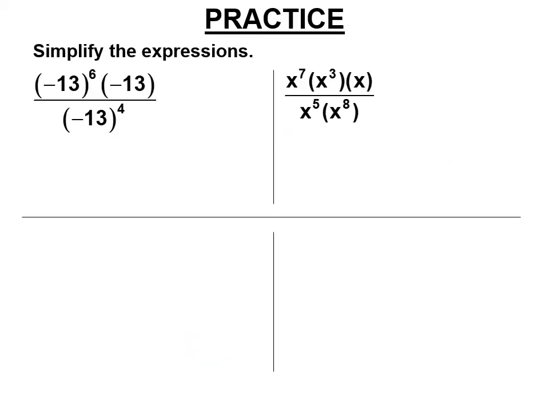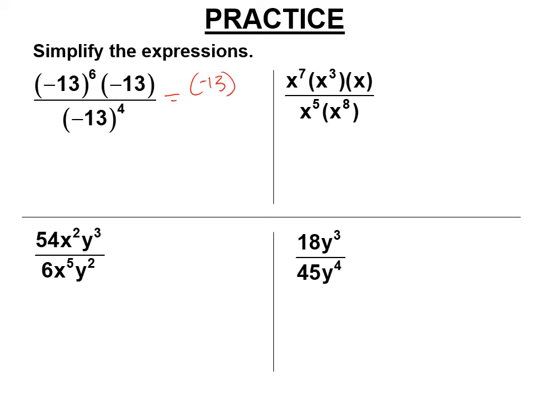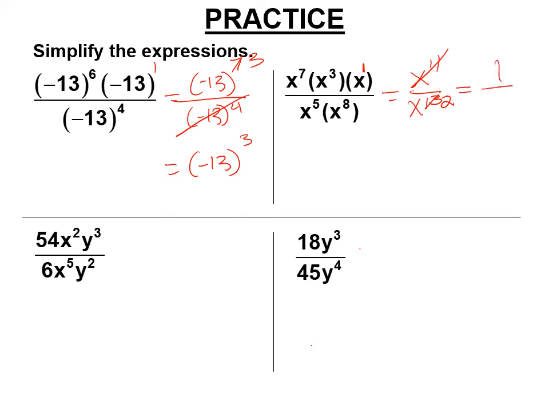So let's practice this. I like to do the multiplying first, negative 13 to the 7th over negative 13 to the 4th. These cancel, and the answer is negative 13 with parentheses around it, cubed. You have multiplying, that's x to the 11th, because there's a 1 there. On the bottom, you have x to the 13th. All of those cancel. There's 2 left down there. It's not x squared. It's the reciprocal of that, 1 over x squared.